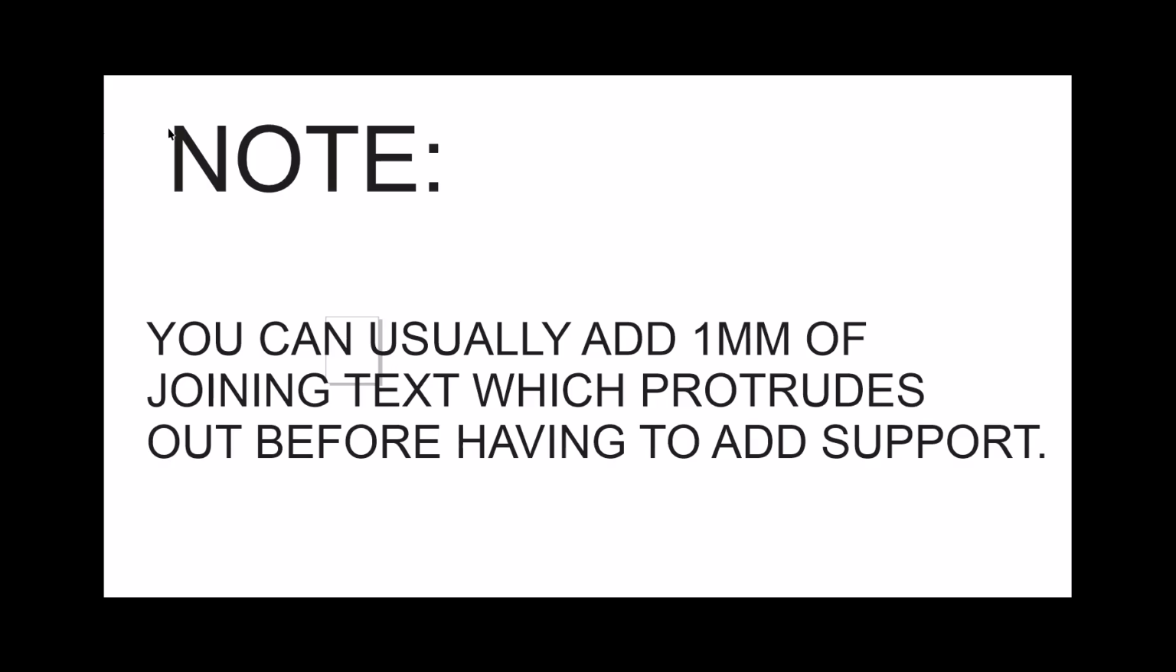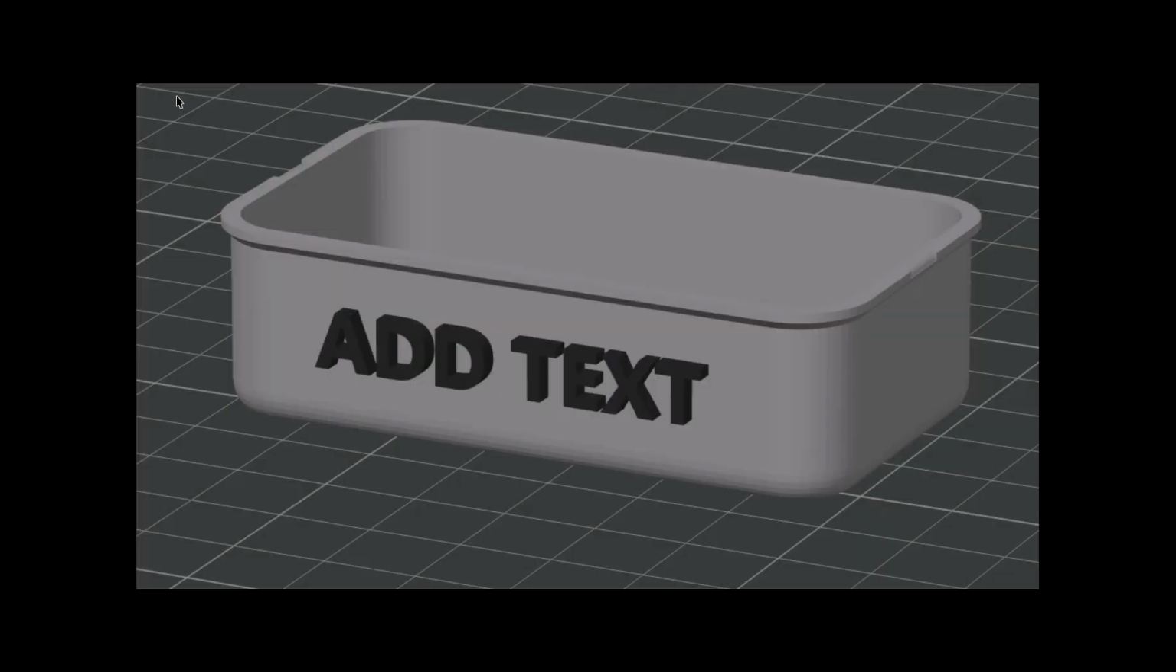Please note, when you're adding joining text, you can usually get away with about 1 millimeter overhang, which protrudes out of your face, the surface that you're adding the text to. If you do more than 1 millimeter, then generally you'll have to add some type of support.